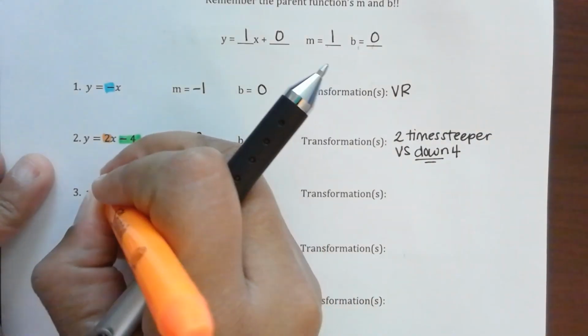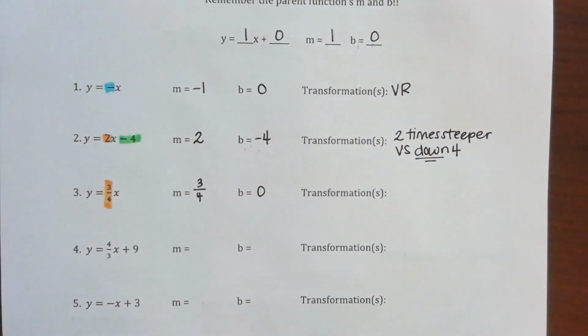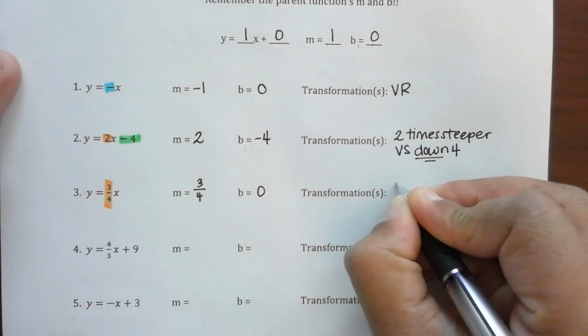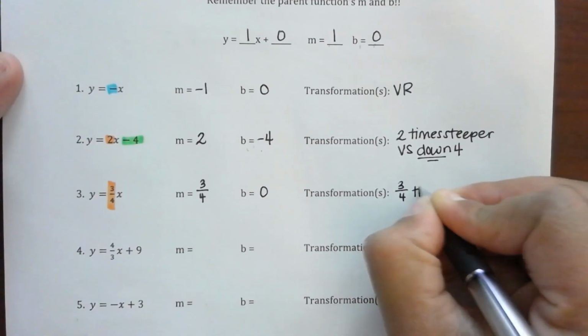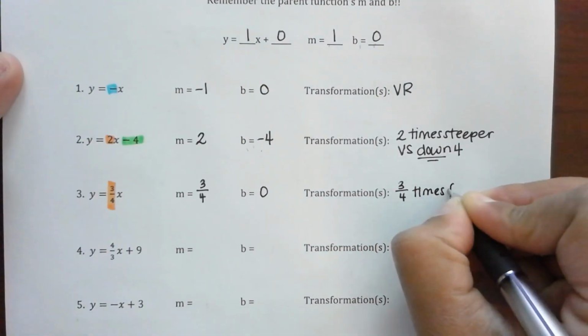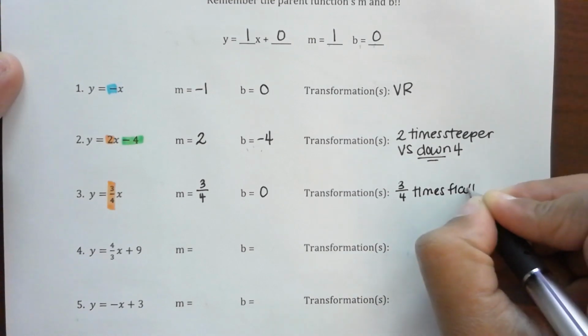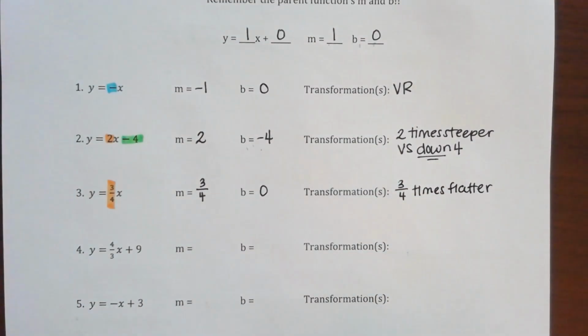Looking at this, is it greater than or less than 1? Let me hear you say it with confidence. Less than 1. So, what am I looking at? I'm looking at M. So am I looking at the first section, the second section, or the third section? The second section. Am I looking at the top or the bottom? The bottom. So how would I write my transformation here? What would come first? 3/4 times flatter. Everybody with me still?